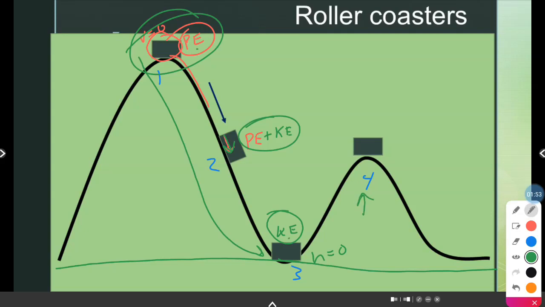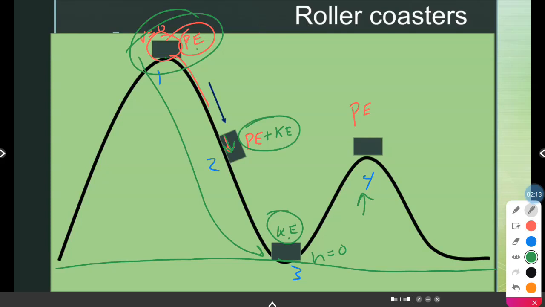What kind of energy here? A lot of people say it's all potential because their reasoning is, well, it's at the top of the hill. Yes, but it's not at the top of the highest hill. Do we have some height here? Yes, we do. It's definitely higher than the lowest point. So back that up. We definitely have some potential energy for sure.